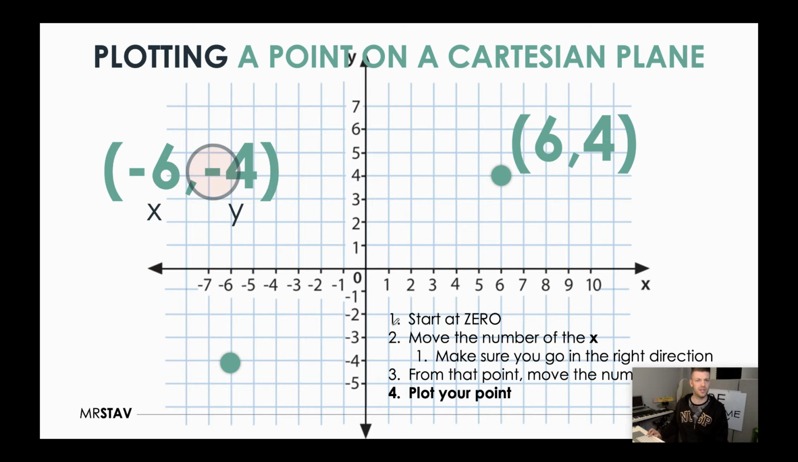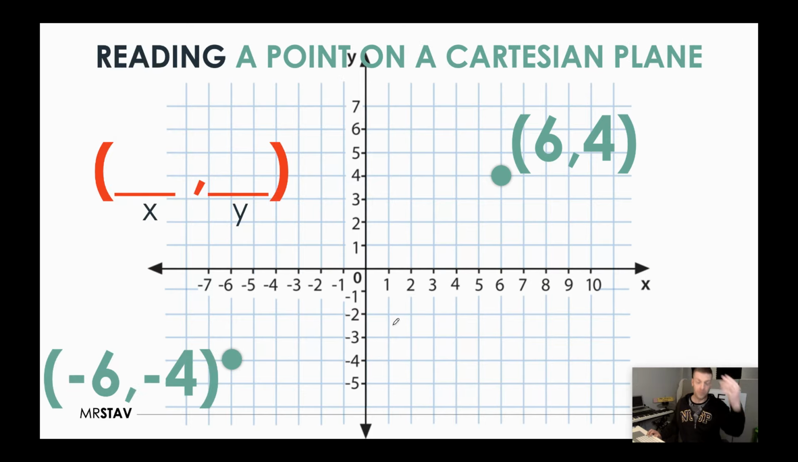And you plot your point. When we say plot your point, it means name it or put its coordinates next to it. Same deal for reading a point on a Cartesian plane. We always record the x value first. So there that line goes.